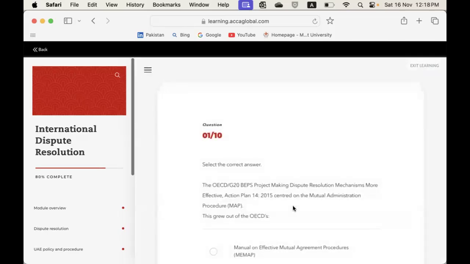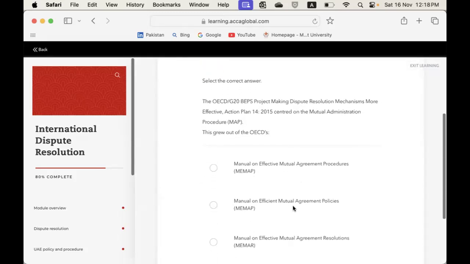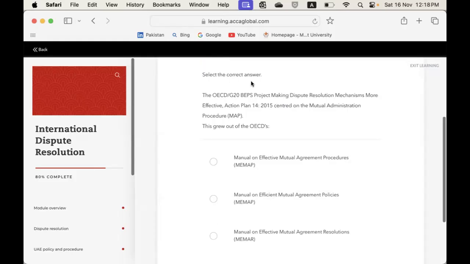Great. So guys, we have reached the knowledge check, I believe. Let us read and try to answer. Select the correct answer. The OECD G20 BEPS project, making dispute resolution mechanisms more effective, action plan number 14. So this is centered on the mutual agreement procedures.